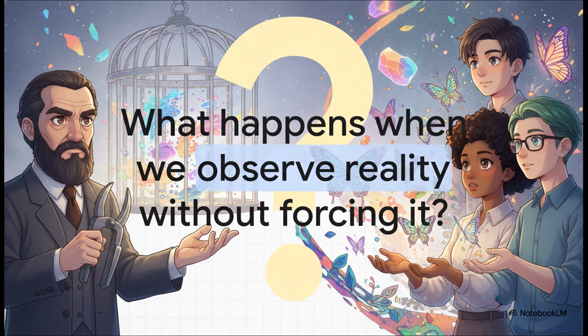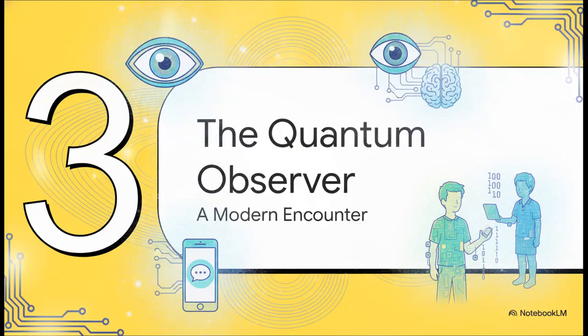If Darwin represents the observer who forces reality into a rigid material framework just to protect his worldview, well, what's the alternative? What happens when we observe reality without forcing it into a box? What happens if we just witness an anomaly, no matter how totally bizarre it is, without instantly labeling it or hiding from it? Let's explore that in part 3, the quantum observer.